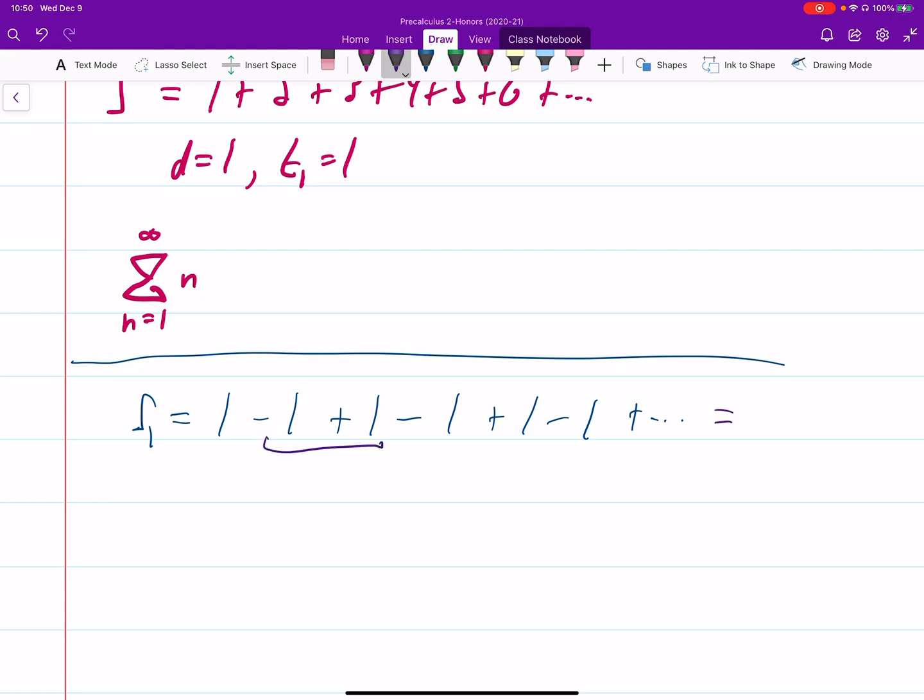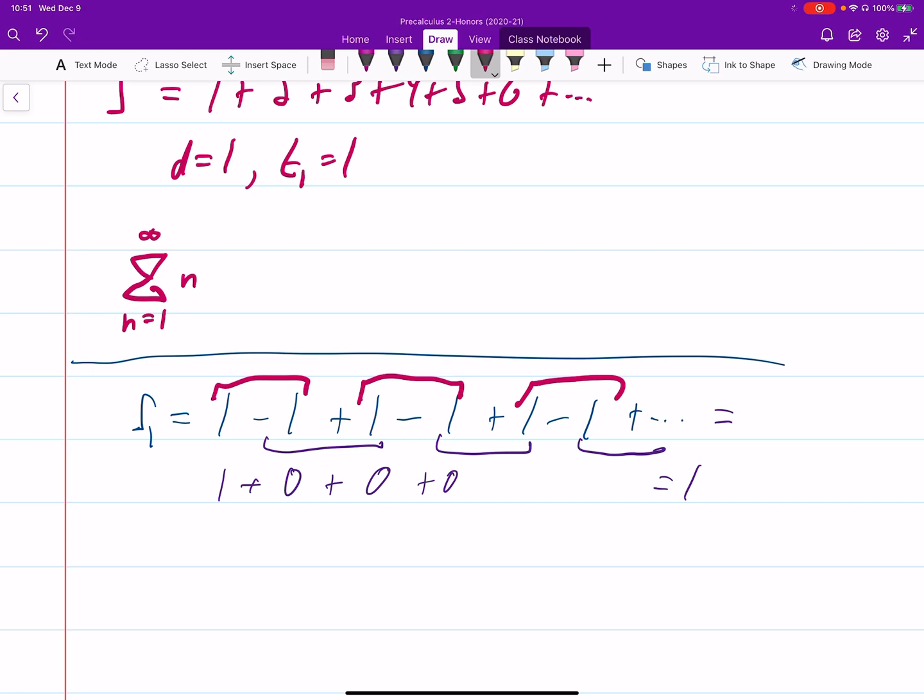Well, if I pair these together, I essentially get 1 minus 0 plus 0 minus, or just 1 plus 0 plus 0 plus, I get 1. And that's what happens if I pair the ones after the 1. So I leave the initial 1, but then I pair every other 1 after that, and I get 1. However, if I pair them starting with the original 1, I get 0 plus 0 plus 0 plus 0. I get 0. So which is it?